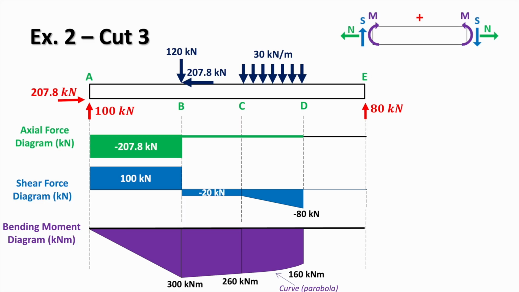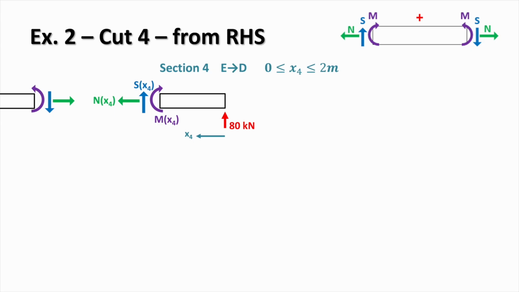So this section highlights an important relationship between loading and internal forces. A uniformly distributed load produces a linear variation in shear and a parabolic variation in bending moment. And this is a key concept that we will use repeatedly in beam analysis and design. We can now analyse the final section.